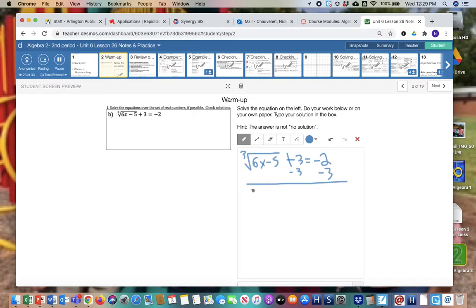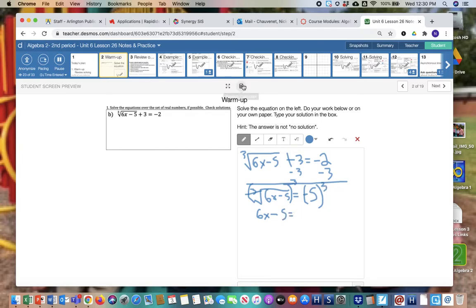Now that I do that, I'm going to get the cube root of 6x minus 5 equals, and now negative 2 and negative 3, I get negative 5. So what was our next step? Remember, we got to cancel this cube root. We cancel it by doing whatever power is suggested by the index. Since this is a cube root, we do it to the third. If it was a fourth root, we do it to the fourth; a square root, you square it. So the cube root and the cube cancel. I get 6x minus 5 equals negative 5 to the third.